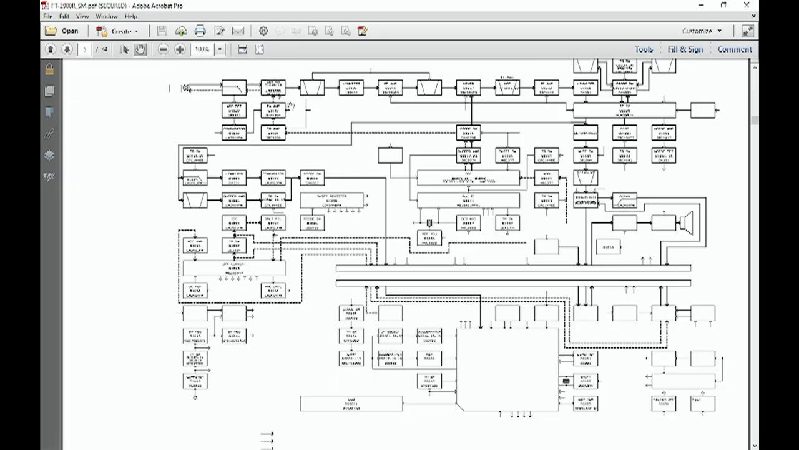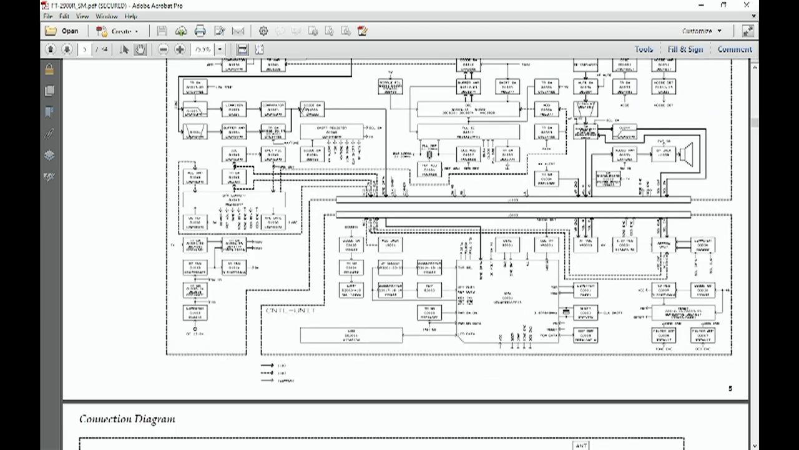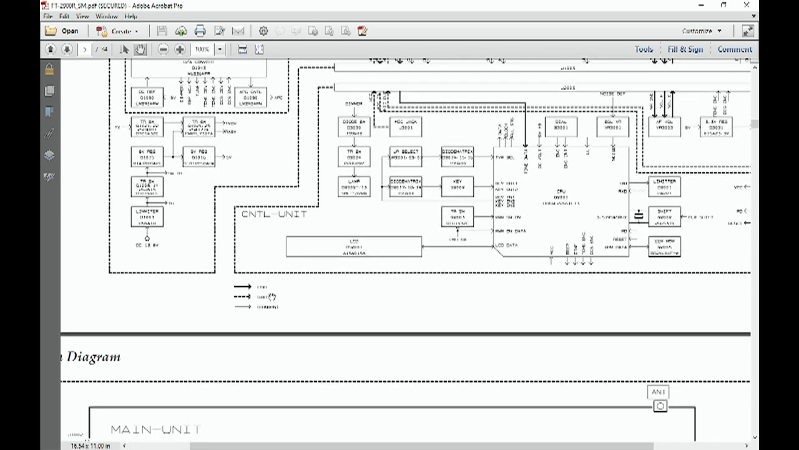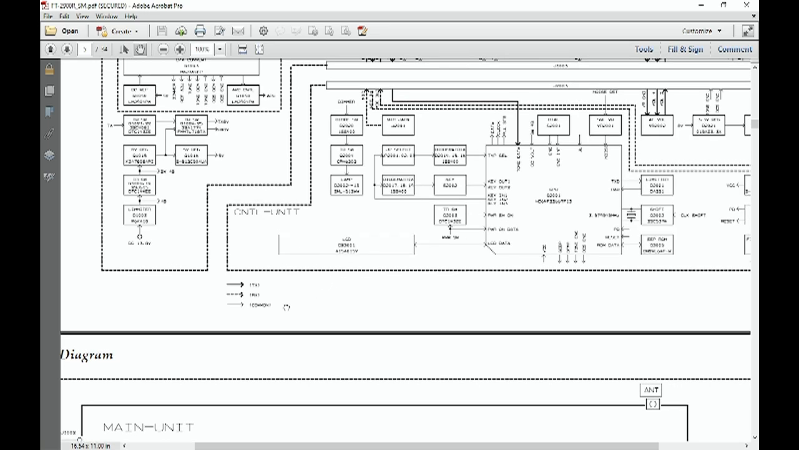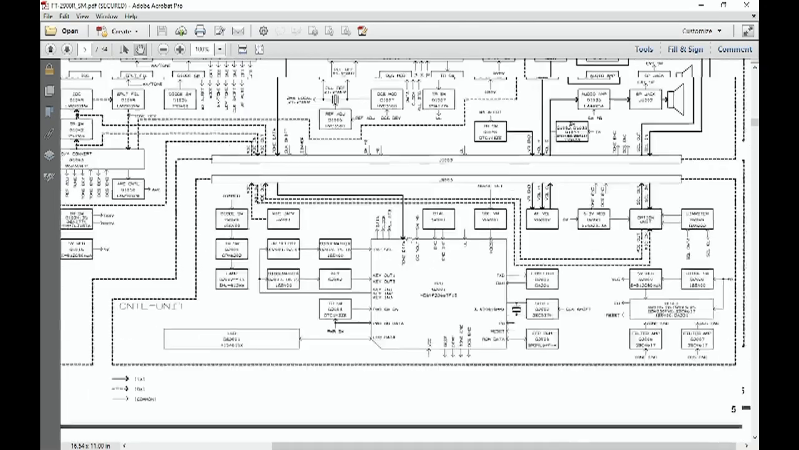So this is the block diagram. We will quickly check the notes at the bottom. The TX lines are the solid arrow lines. Receive lines are the dotted arrow lines, and the common lines, or the signals that are coming or going to a component, are marked with a thin arrow line.